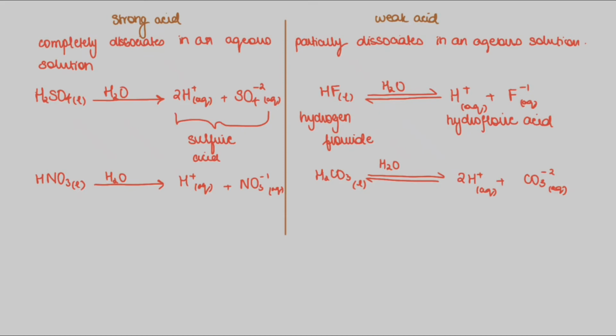Let's move on to carboxylic acid. All carboxylic acids are weak acids. So here I have drawn methanoic acid. Now when it dissociates, it forms a methanoate ion and an H positive ion. Now this is methanoic acid. This is methanoate ion.